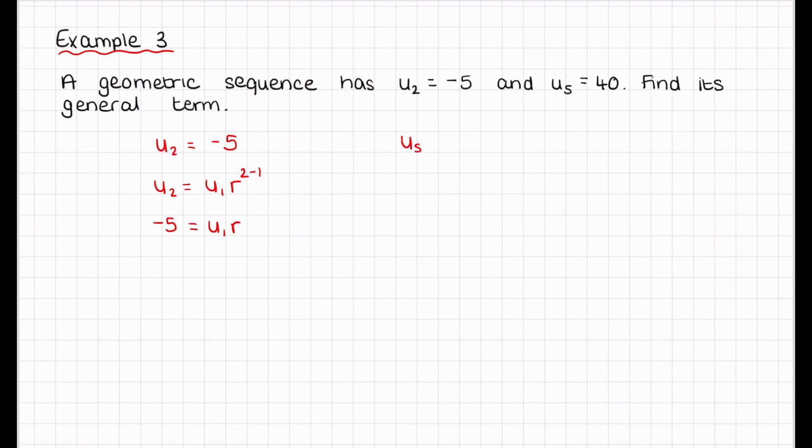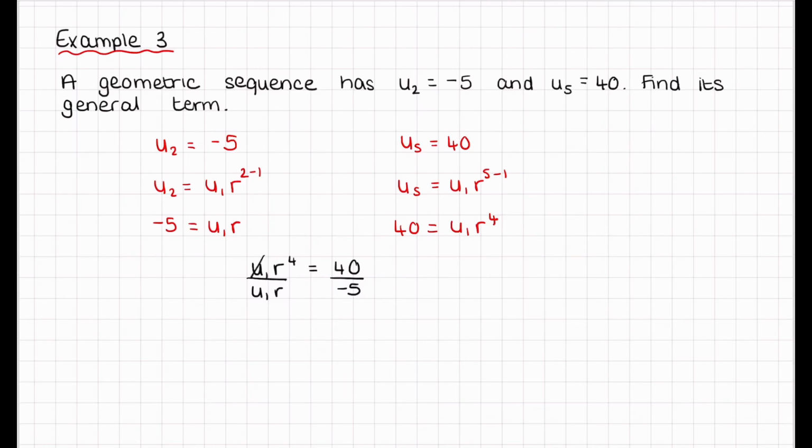And then we know that u5 equals 40, and u5 would equal u1 multiplied by r to the power of 5 minus 1. So 40 equals u1 r to the power of 4. Now when we have geometric sequences and we're working these ones out, what we actually do is divide them by each other. It's best to put the one with the highest power on top, so u1 r to the 4 equals 40, and divide each side by the other one, u1 r equals negative 5.